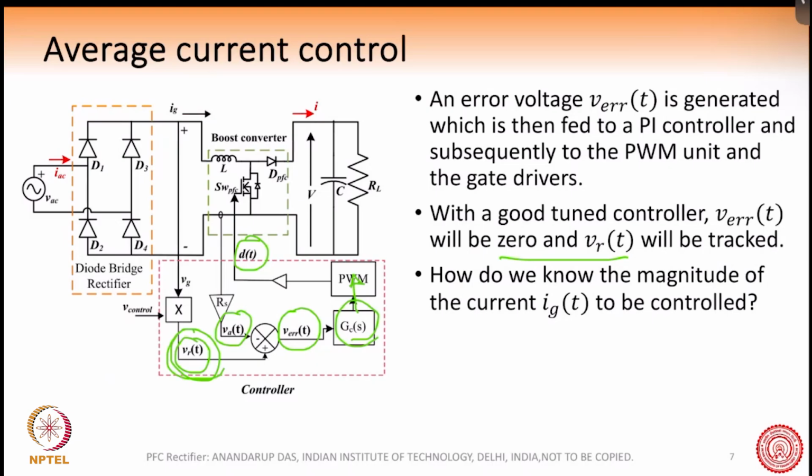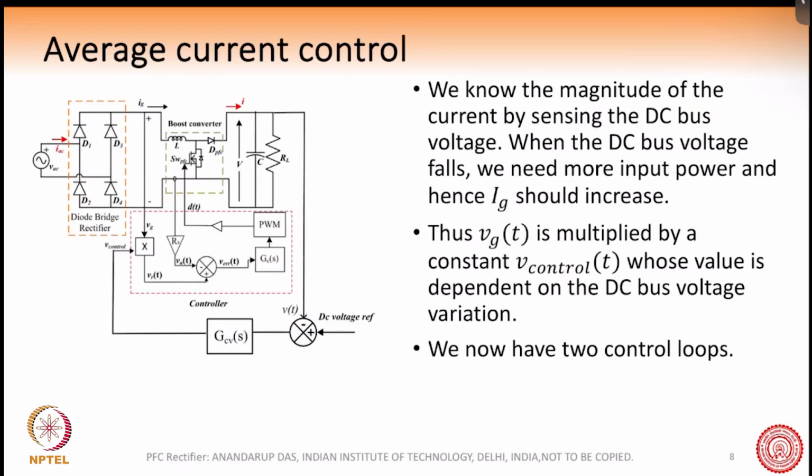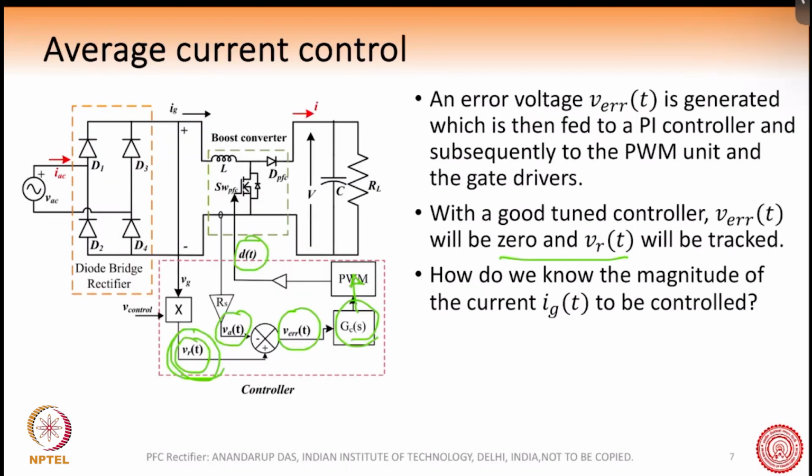Now comes the point: how do you get this V control? How do we get this part here? Because remember, we also have to know the magnitude of the current to be controlled, and V control sets this magnitude. So this V control sets the magnitude of the IGT. The shape is set by VG, but the magnitude will be set by V control.